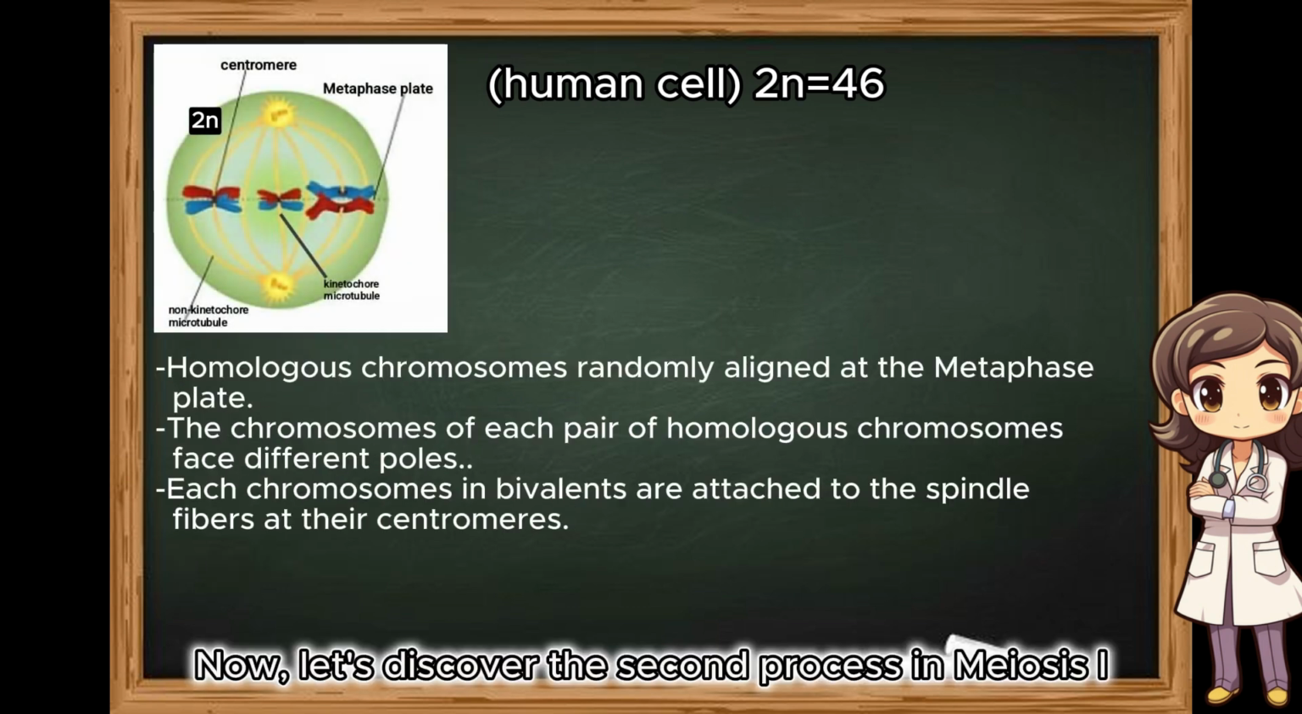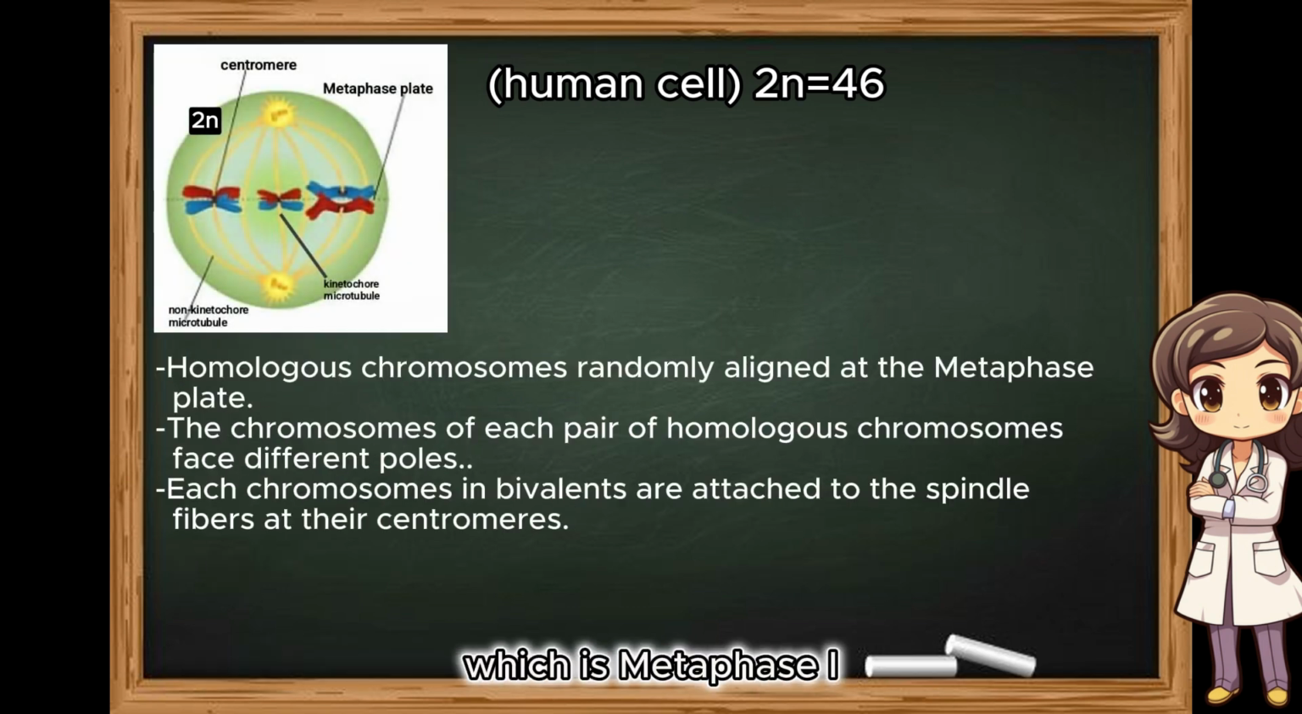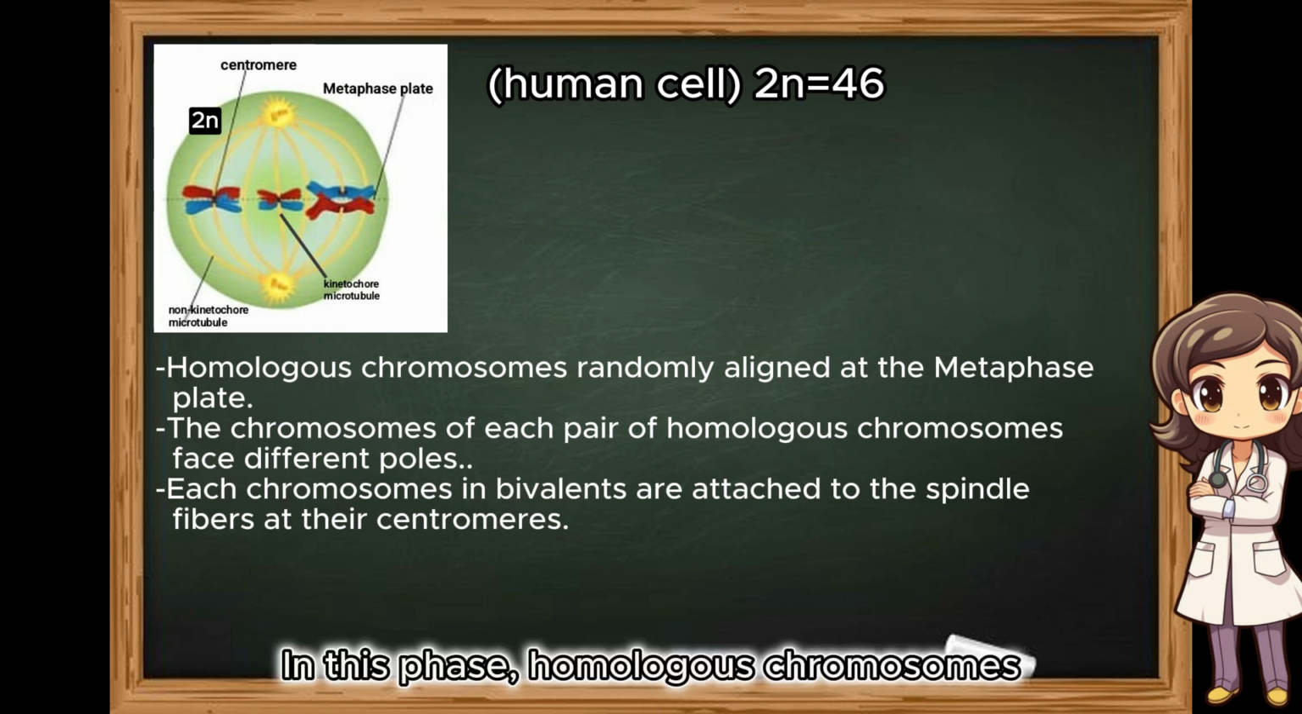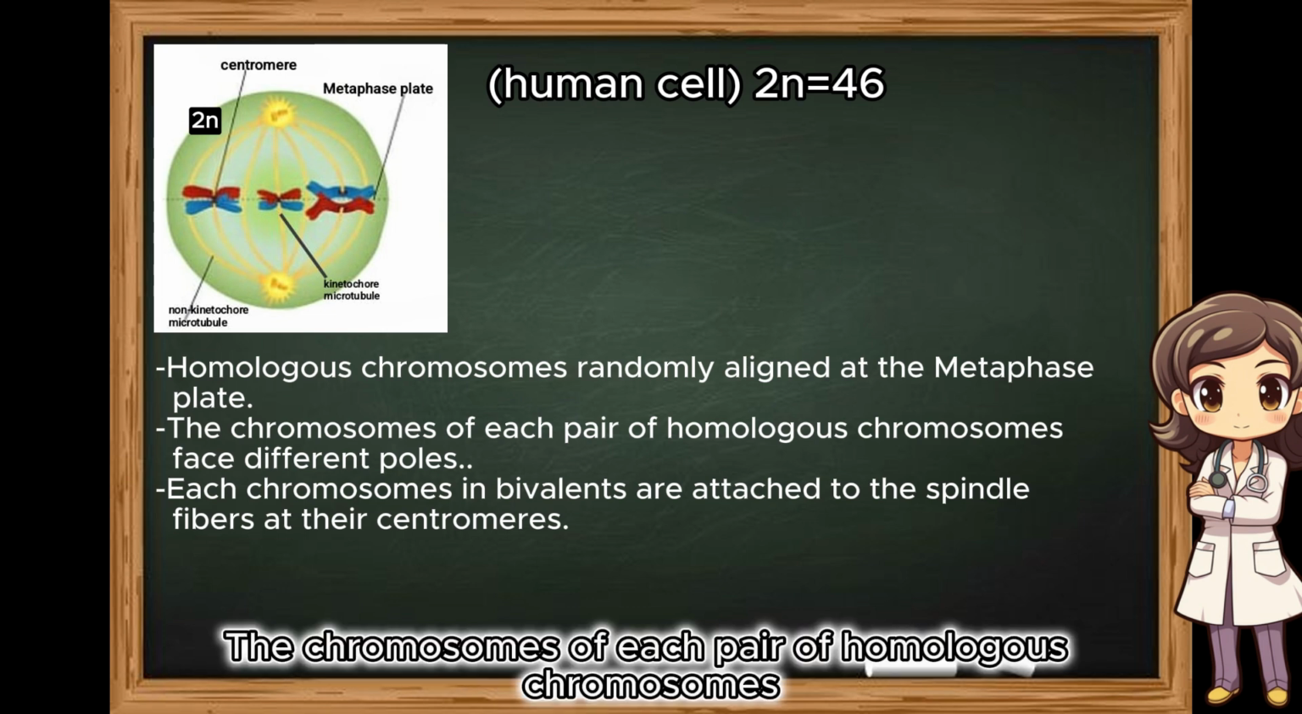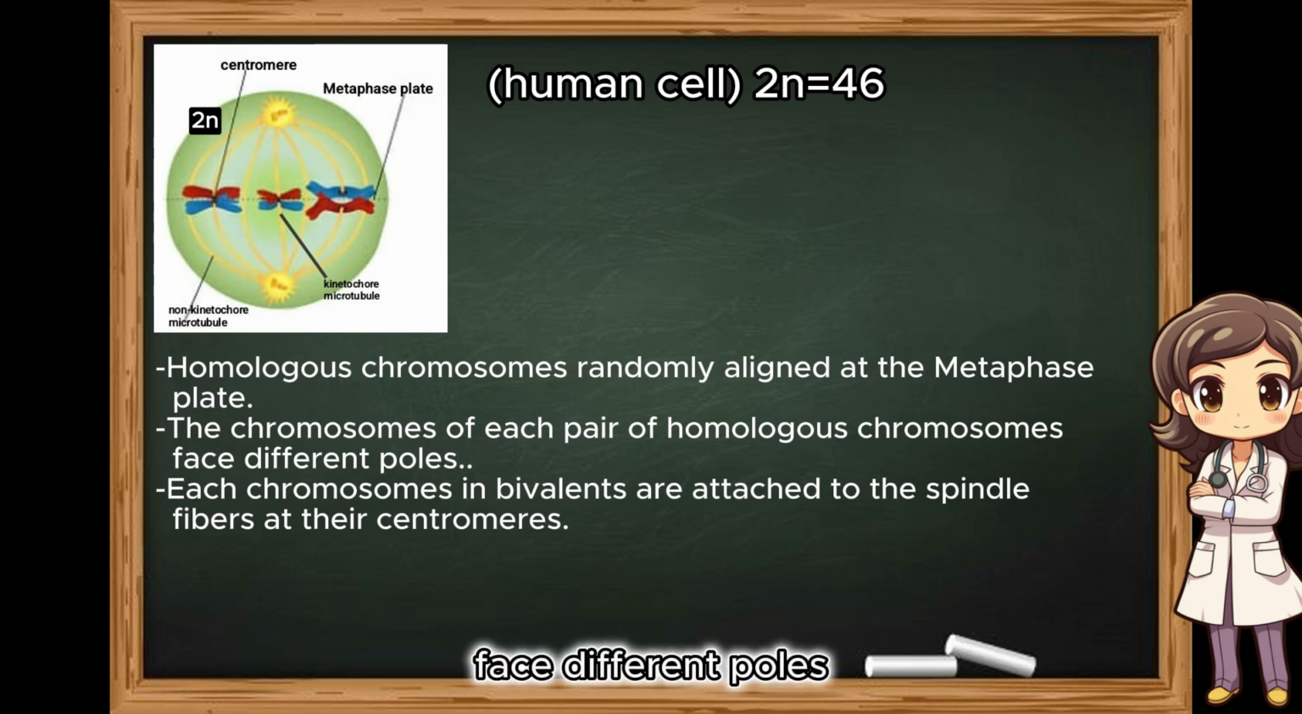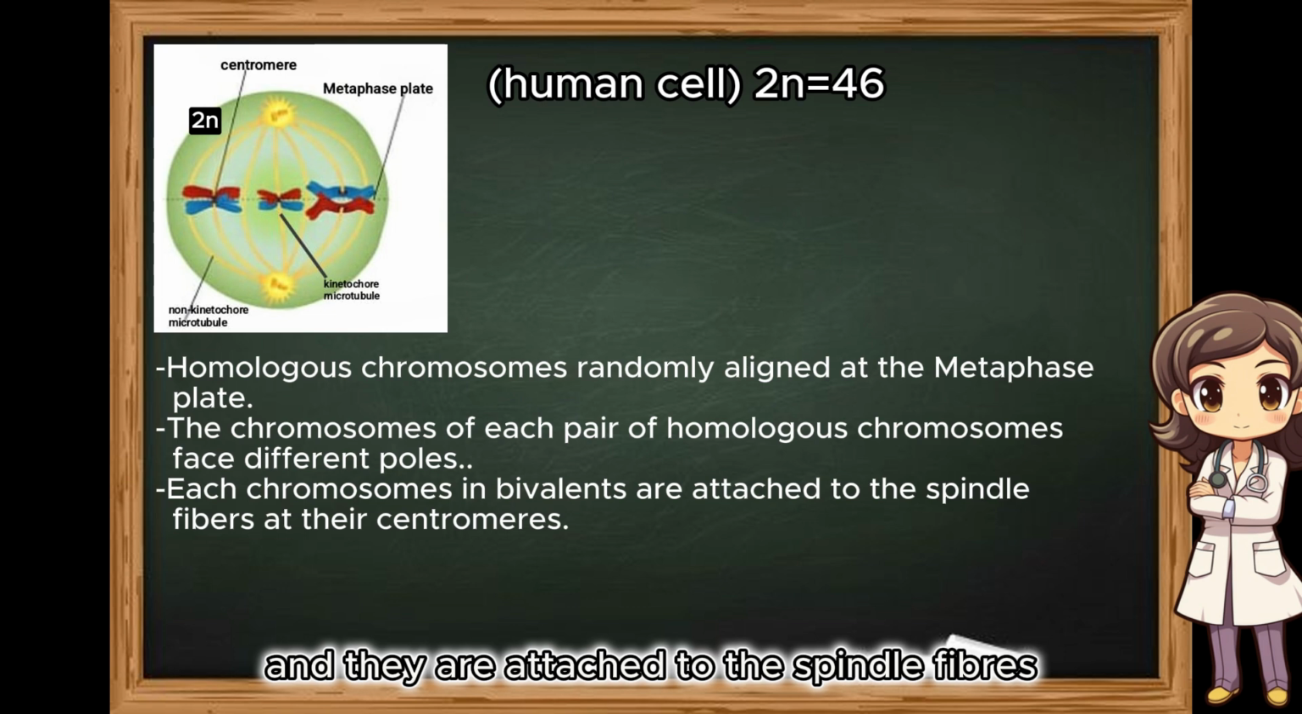Now, let's discover the second process in meiosis I, which is metaphase I. In this phase, homologous chromosomes randomly align at the metaphase plate. The chromosomes of each pair of homologous chromosomes face different poles, and they are attached to the spindle fibers at their centromeres.